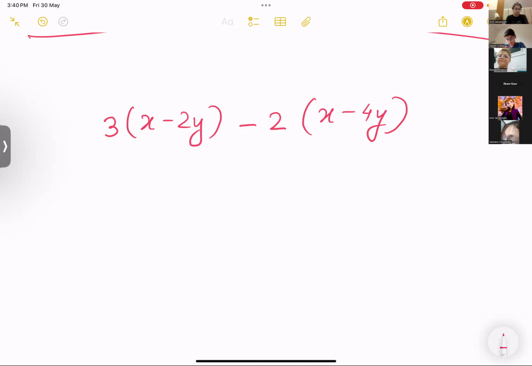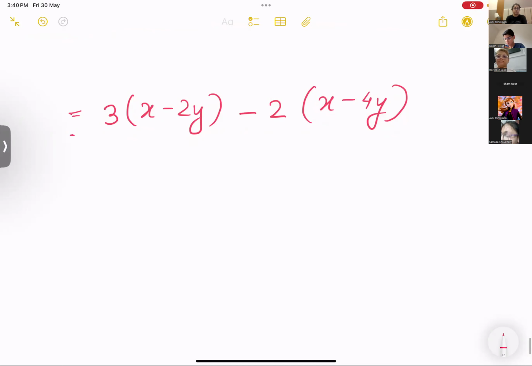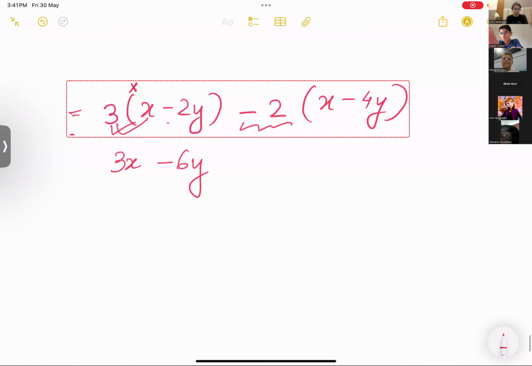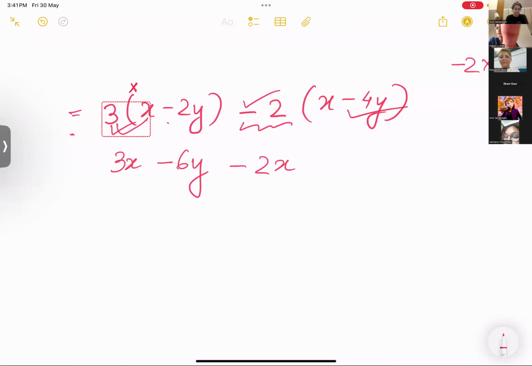Okay, now I'm solving this. The only thing we have to do is open the bracket. Whenever we have a bracket, it stands for a multiplication sign. 3 times x becomes 3x. 3 times minus 2y becomes minus 6y. Now, careful here. Minus 2 times x becomes minus 2x. Minus 2 times minus 4y, you can practice on the side also. Minus minus becomes a plus. 2 times 4y becomes 8y.